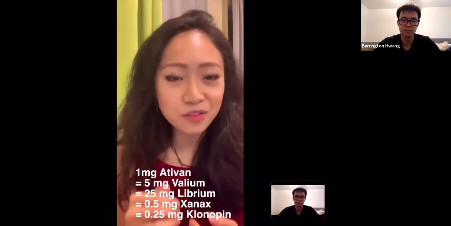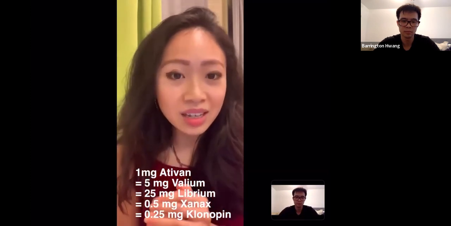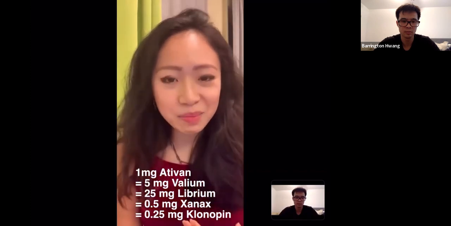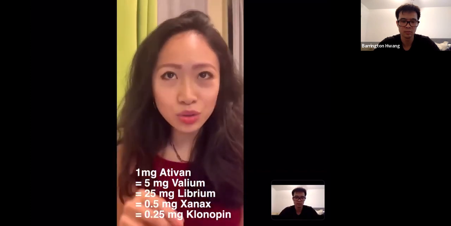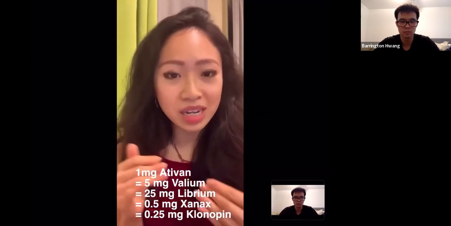So when you're discussing benzos, there's a few things that you have to look out for. If the patient is on any other medication that may be suppressing their respiration, that's really important. In terms of benzos, you also want to know what medication you're using because they vary largely in potency. So 1 milligram of Ativan is the same as 5 milligrams of Valium or 25 milligrams of Librium. 1 milligram of Ativan is also the same as 0.5 of Xanax and 0.25 of Klonopin. So you really want to know, in terms of your medications, if you're going up or down on a dose, exactly what that's equal to.